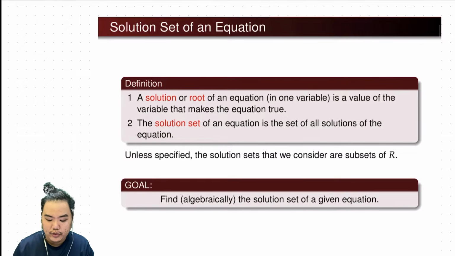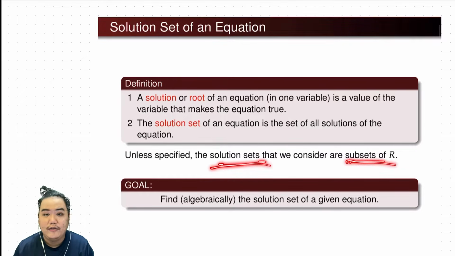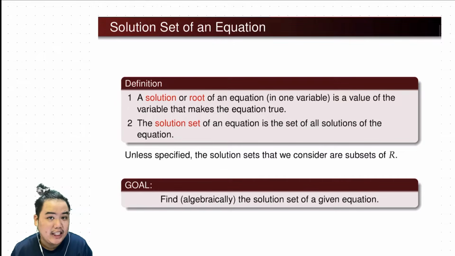At ano ang solution or root ng isang equation? Ang pag-uusapan natin dito ay puro one variable lang muna. Or puro one variable lang isa-solve natin na equation. A solution or a root is a value of the variable that makes the equation true. Ang assumption natin lagi na ang solution sets natin ay subsets of real numbers. Lahat ng solution natin ay real numbers, unless in-specify na pwedeng lumabas sa real numbers yung solution.